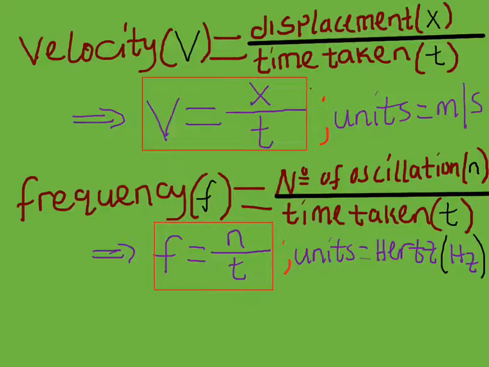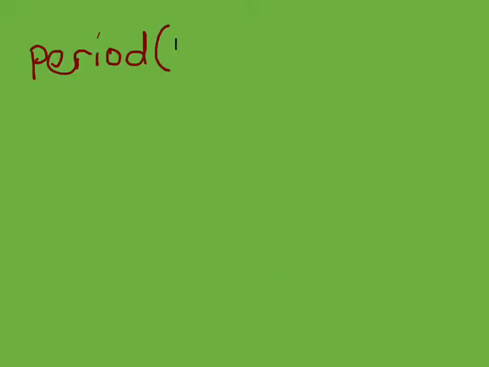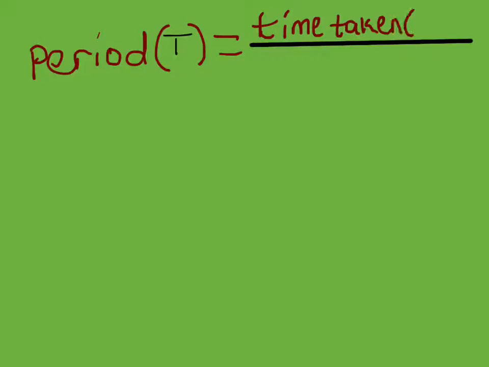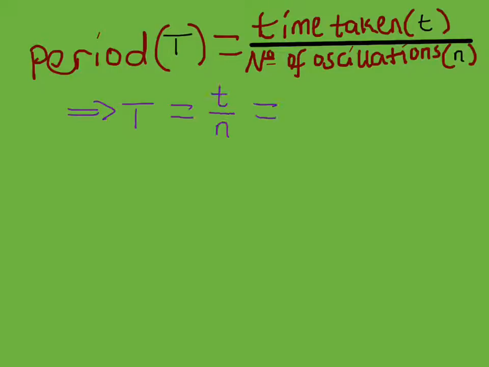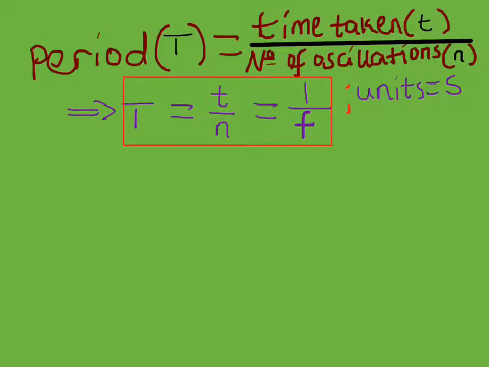And like we said, the frequency is the inverse of the period, and the period is the inverse of the frequency. We know that the period of a wave is the time taken to make one complete oscillation. So period can be gotten from time taken over number of oscillations made, which is exactly the inverse of frequency. And period has the same unit as time, that is seconds.